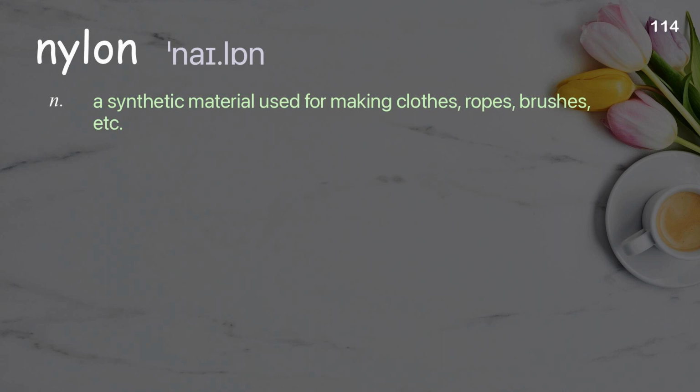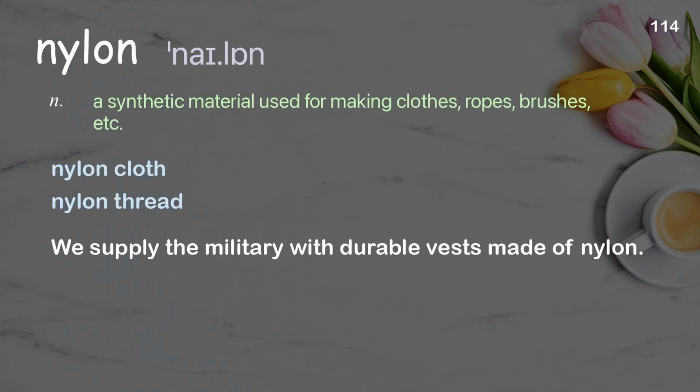Nylon. A synthetic material used for making clothes, ropes, brushes, etc. Examples: Nylon cloth. Nylon thread. We supply the military with durable vests made of nylon.